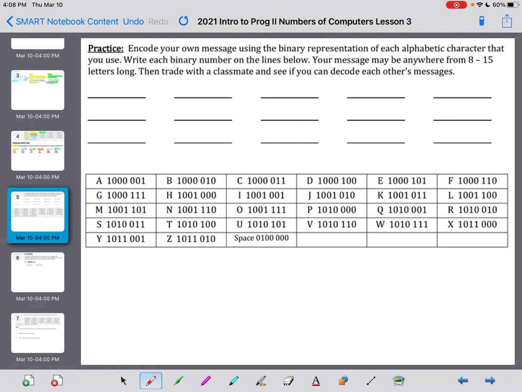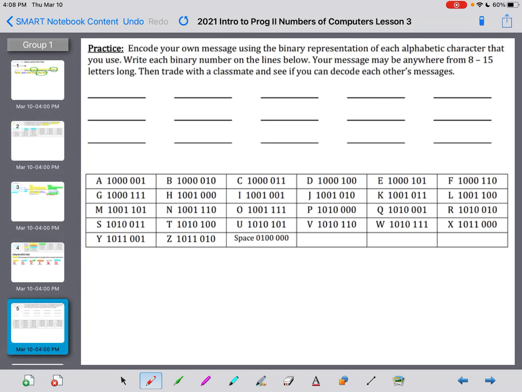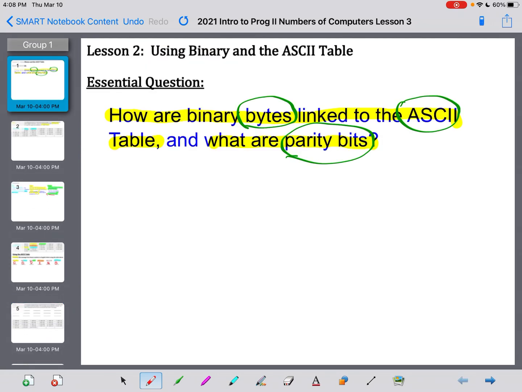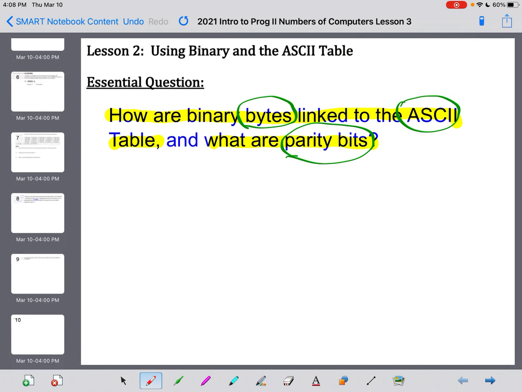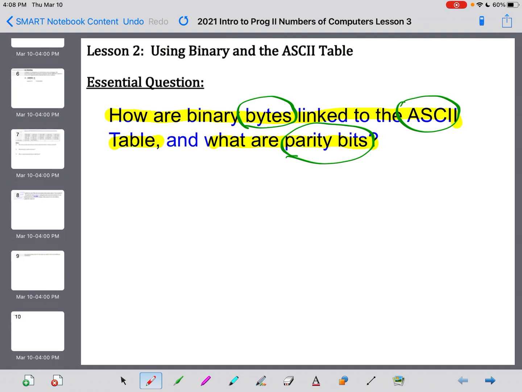So that takes care of the first part of our essential question: binary bytes linked to ASCII tables. Now next we're going to take a look at the parity bit scenario here.